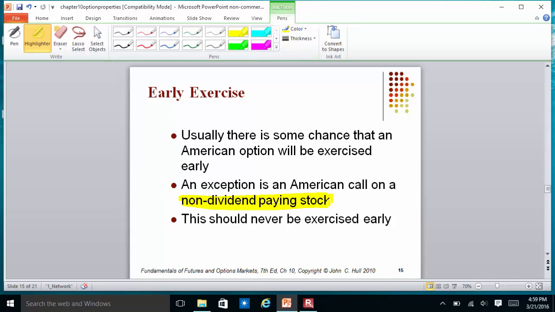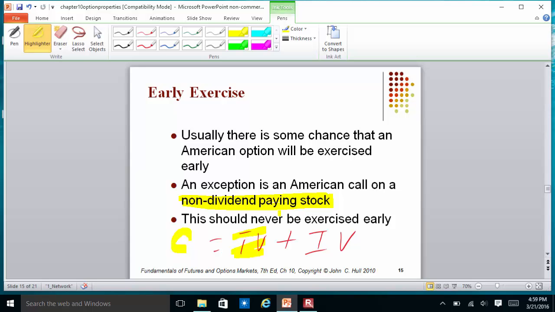Basically, when you buy a call option, that has two parts: the time value plus the intrinsic value. If the stock does not have a dividend, you never want to exercise the option early. Why is it that you don't want to exercise the option early? Because if you exercise it early, you are giving up something, and that is the time value.